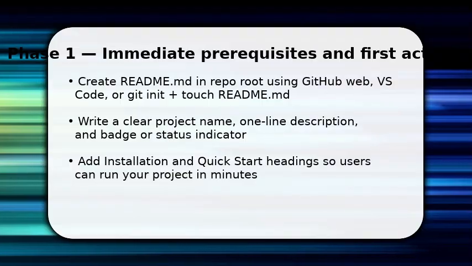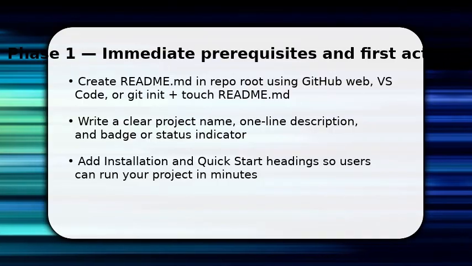You'll begin by creating README.md in the repository root, do that now. Once created, add a concise project name and a one-line summary so visitors know purpose immediately. Then include badges or status indicators to show build or test health.